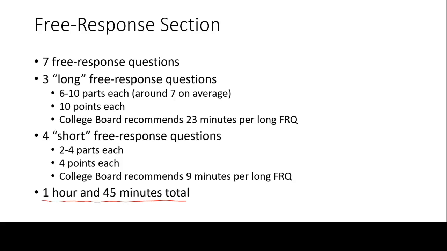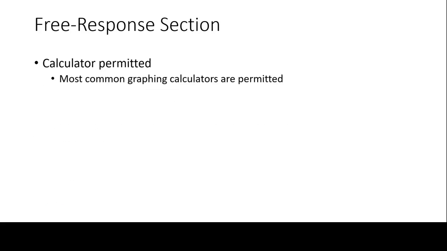However, what they'll do is score each long free response question out of 10 points, score each short free response question out of 4 points, and then you'll get an overall score for your free response section, and that will represent the other 50% of your score, with the first 50% being the multiple choice section.